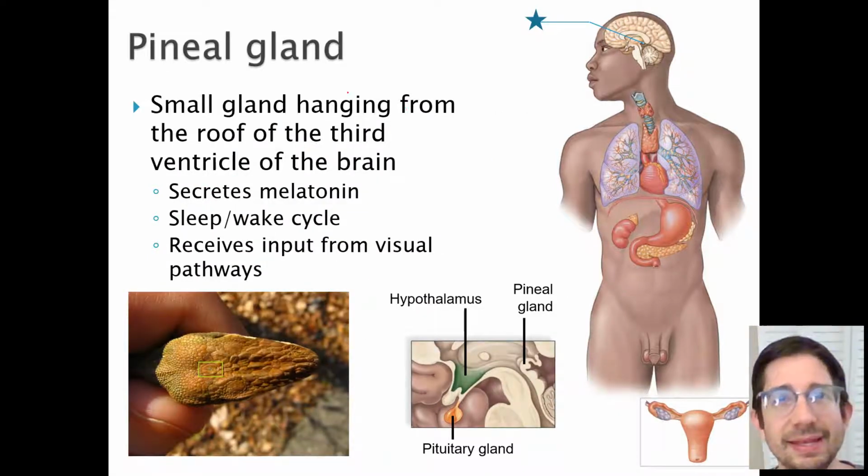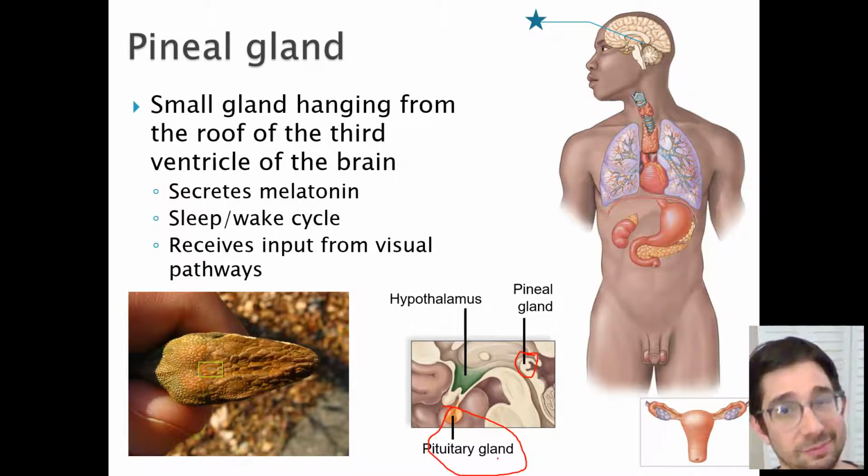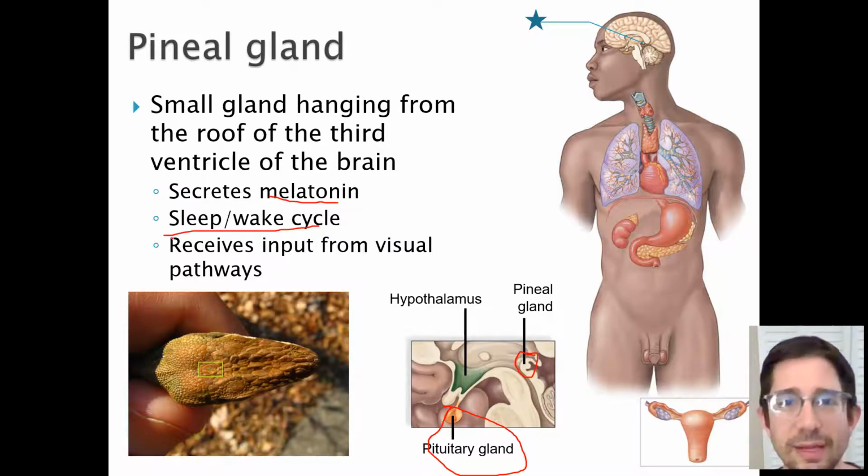And the pineal gland, a small little gland found inside the brain, a little tiny thing. Don't confuse it with the pituitary gland, because that's a real major gland. The pineal gland is just hanging out off the roof of the third ventricle, this structure we'll learn about with the nervous system. It makes melatonin, which helps regulate the sleep-wake cycle.